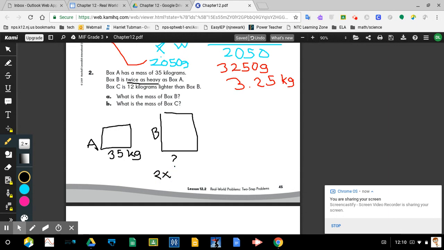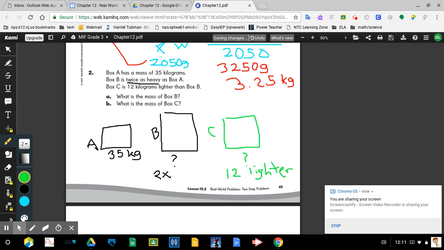And it says box C is 12 kilograms lighter than box B. So here's box C. I'll use a different color for box C. And if box C is lighter, I'm going to draw it a little bit smaller. Now again, I don't know how much box C weighs. What I do know is that it is 12 kilograms lighter. So I'm going to put 12 lighter, which is 12 smaller or 12 less than box B.